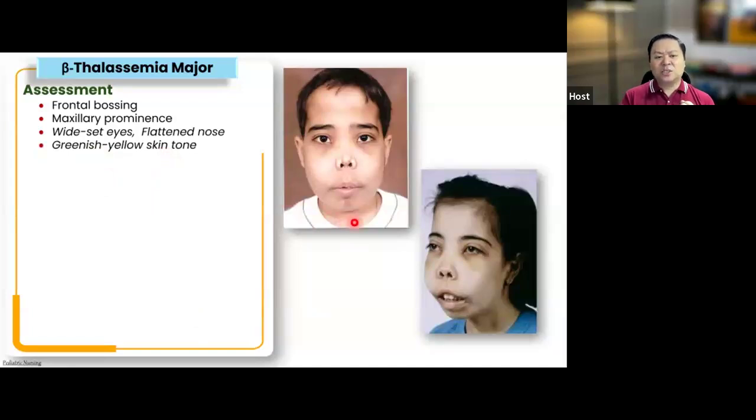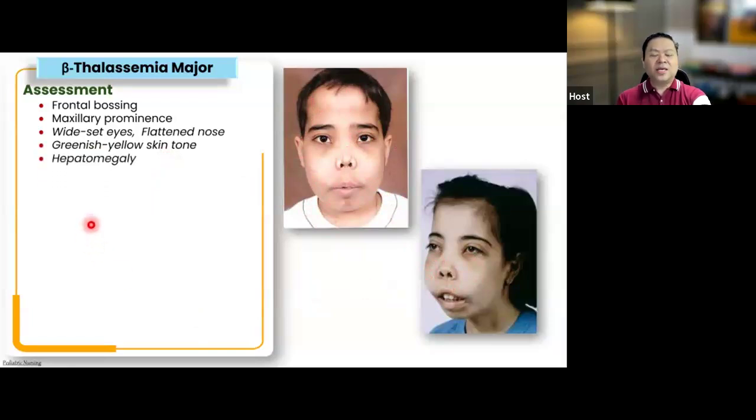So please pay attention to the different bone malformations of the patient with beta thalassemia major: the prominence of the forehead, the maxillary, both right and left. Same thing with this girl, the nose area, and also we don't have a picture about the green tinge.